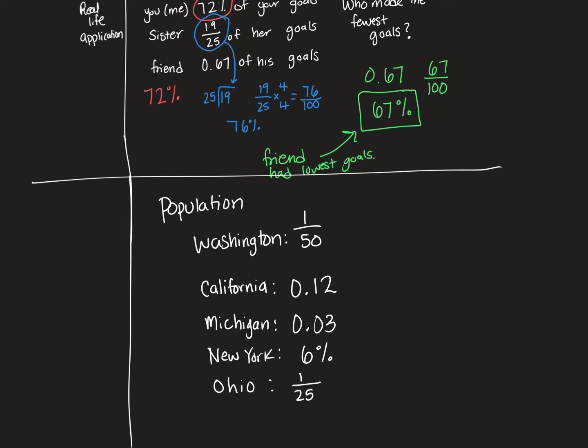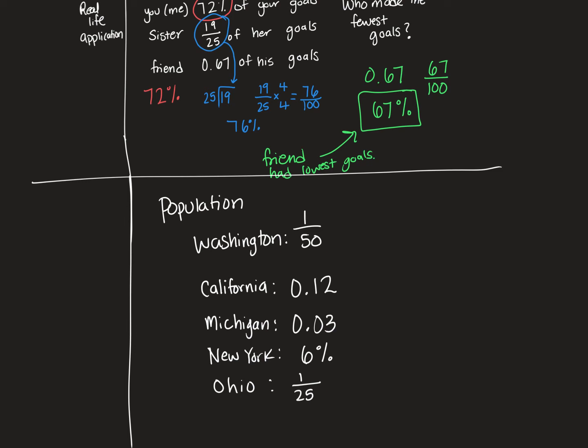All right, so now it wants us to compare the population. Basically, who has the highest population, who has the lowest population, who's in the middle, who's second to the highest, who's second lowest. But it has fractions, it has percentages, and it has decimals. So we have to convert everything in this chart in order to be able to compare it.